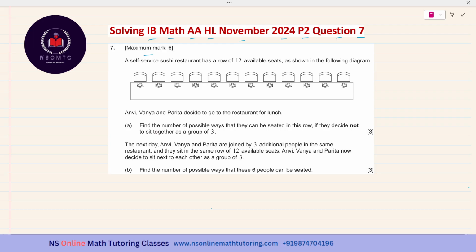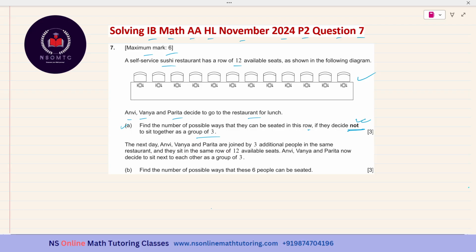The maximum mark is 6. A self-service sushi restaurant has a row of 12 available seats as shown in the following diagram. Anvi, Vanya and Parita decide to go to the restaurant for lunch. Part E's question is: find the number of possible ways that they can be seated in this row if they decide not to sit together as a group of 3.